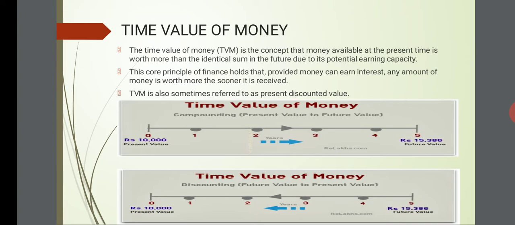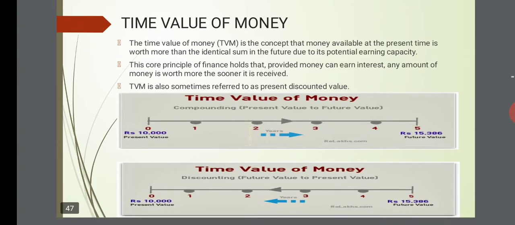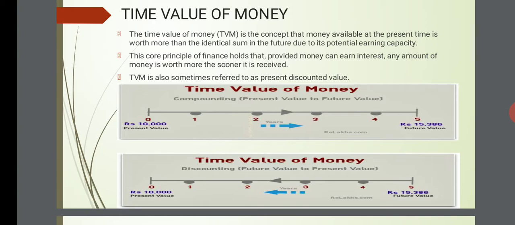We have to understand the concept of time value of money, which means the value of money. Money has two kinds of values. First is nominal value, second one is real value. Nominal value is the face value, it never changes over a period of time. For example, a 10 rupees note was the same 20 years back, and today also we have that 10 rupees note.